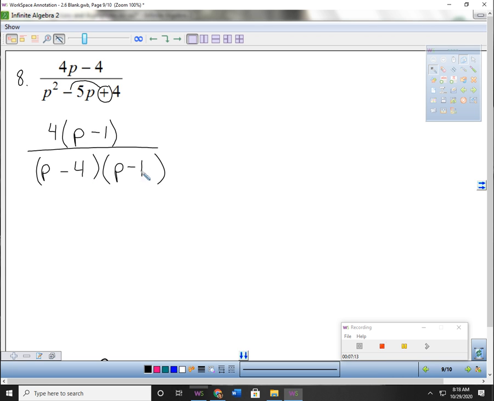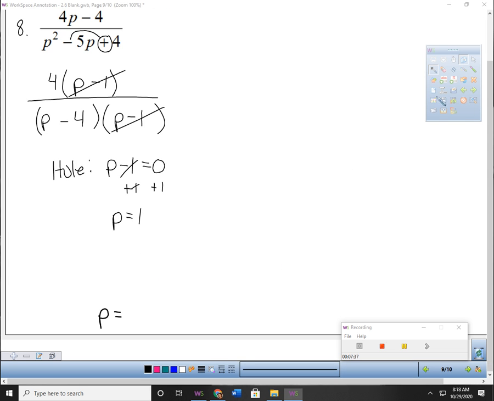So if I look at this, I see I have a common factor. So I'm going to cancel that, and that's going to give me a hole. So I set that factor that I canceled equal to 0, and I solve for p. So I have a hole when p equals 1. All right, so what I have left is 4 over p minus 4.